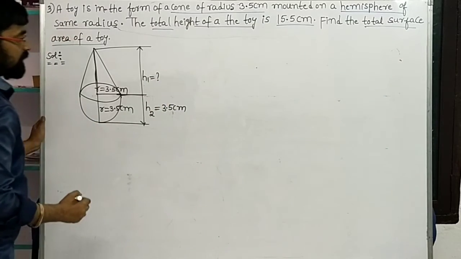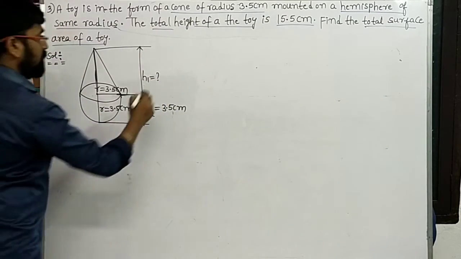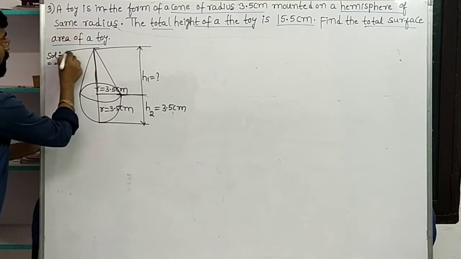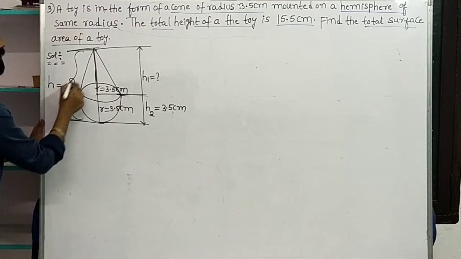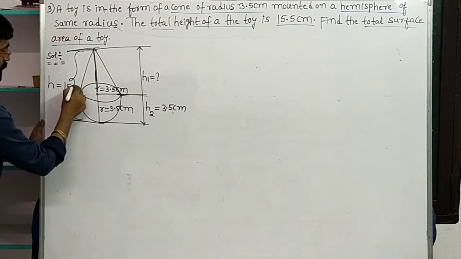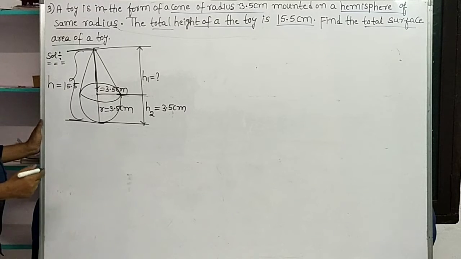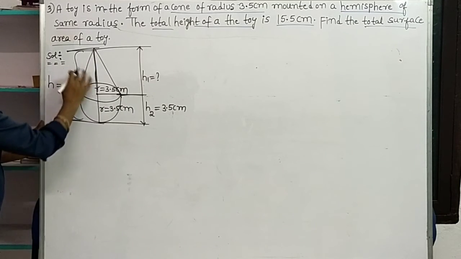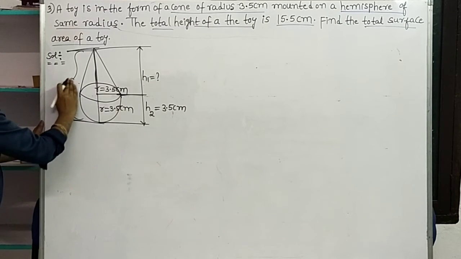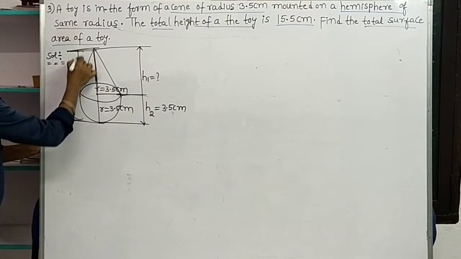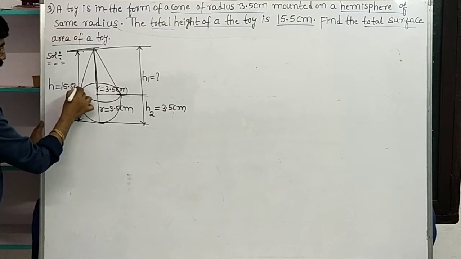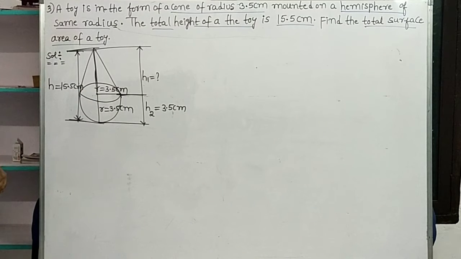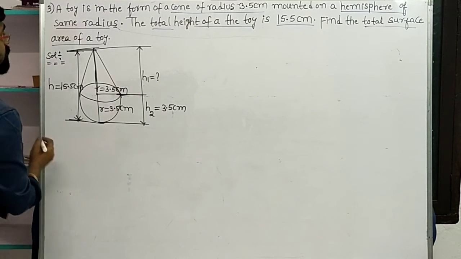We don't know the height of h1, the cone height. The total height of both together is h equals 15.5 centimeters. From here to here, the height is 15.5 centimeters. If you want this, what we have to do? First of all, write this.